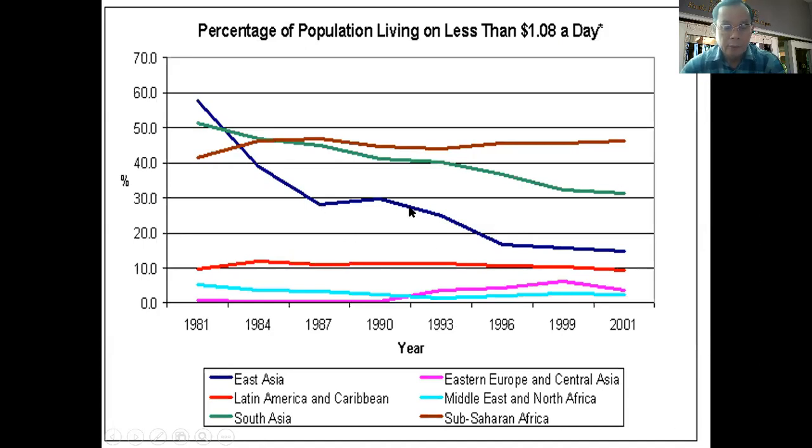But anyway, what I wanted to show you here is that most of those countries living with less than $1.08 per day are in sub-Saharan Africa, the brown color there. Then followed by countries in South Asia, which include Bangladesh, India and so forth, and also East Asia, which include Malaysia. We are the one down here, the blue color.